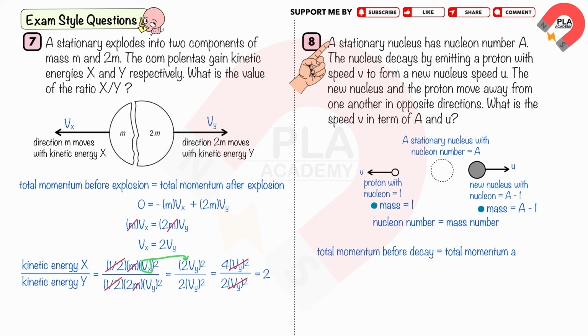We find the velocity v of the proton using the principle of conservation of momentum. Total momentum before decay equals 0, because the nucleus is stationary. The momentum of the proton after decay equals -1 times v, the negative sign indicates the left direction. The momentum of the new nucleus after decay equals A-1 times u. We get the velocity v equals (A-1) times u.